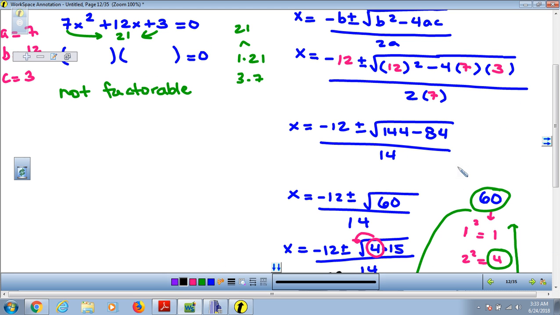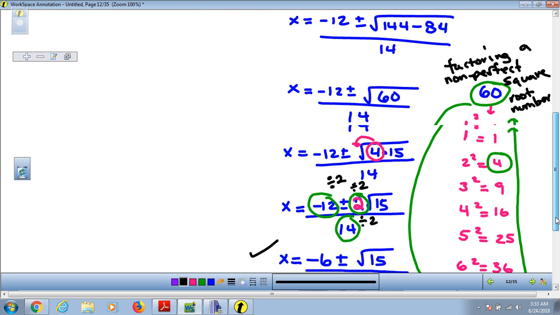Okay, I'm going to put it here. Factoring a non-perfect square root number. Okay, that's what you're doing here.